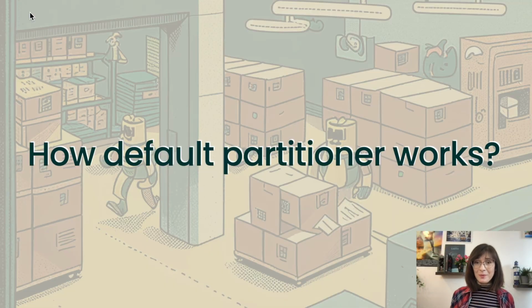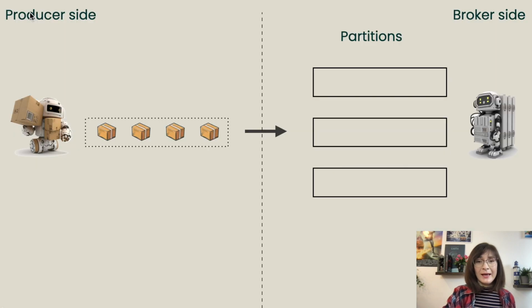Starting with the default partitioner, there are three ways to determine into which partition the records should be written. Here on the left I have a producer, and on the right I have partitions distributed over different brokers.